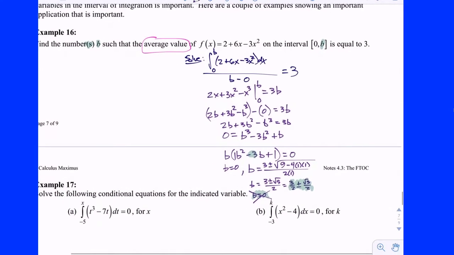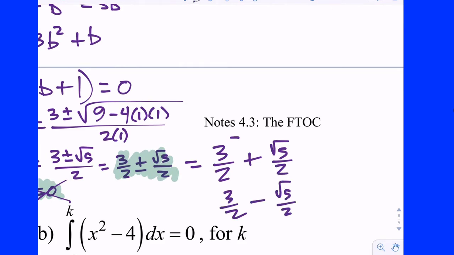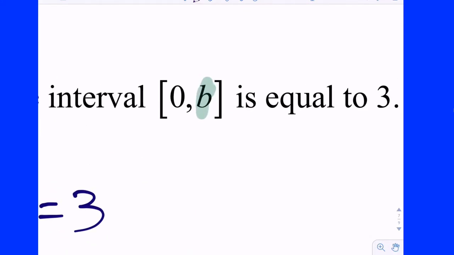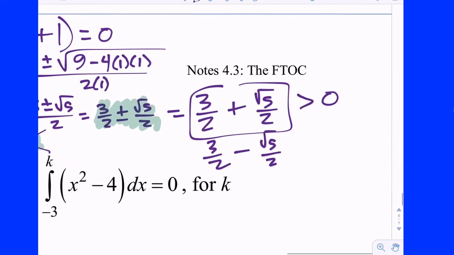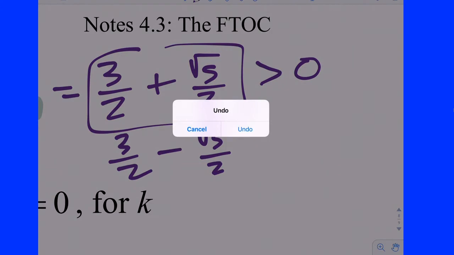What about the other 2? So let's see, we have 3 halves. I'm going to split them up. Plus the square root of 5 over 2, and then 3 halves minus the square root of 5 over 2. This is positive, right? Yeah, we just need to make sure, because that one's subtracting. If one of those ends up being a negative number, does a negative number make sense here? No, because we're going from 0 to something. So you just got to make sure they're not negative. Square root of 5 is about what?